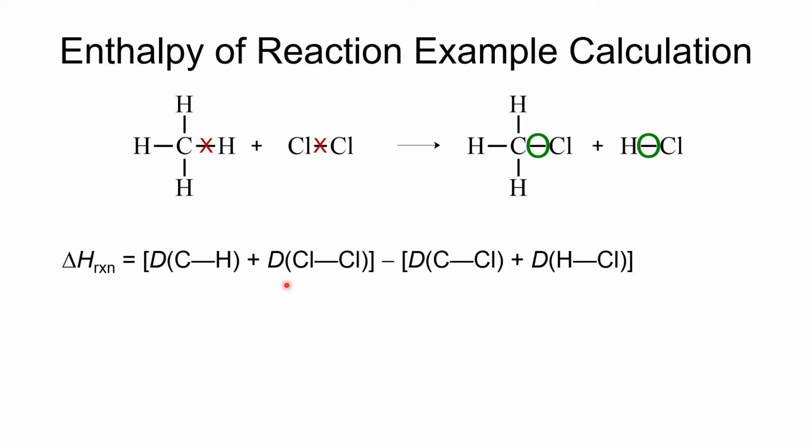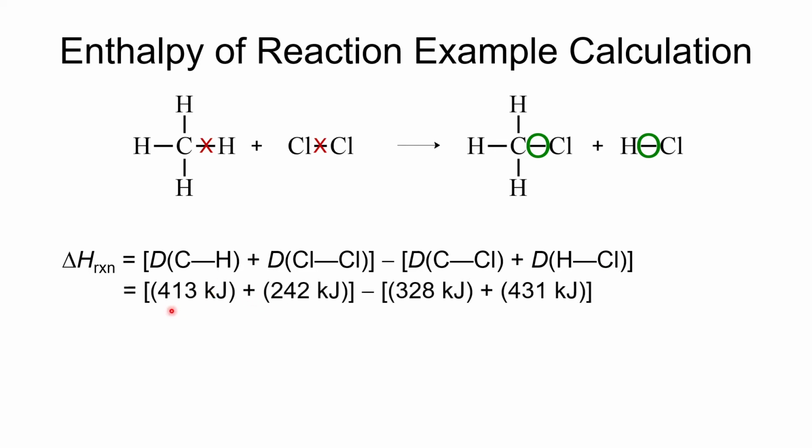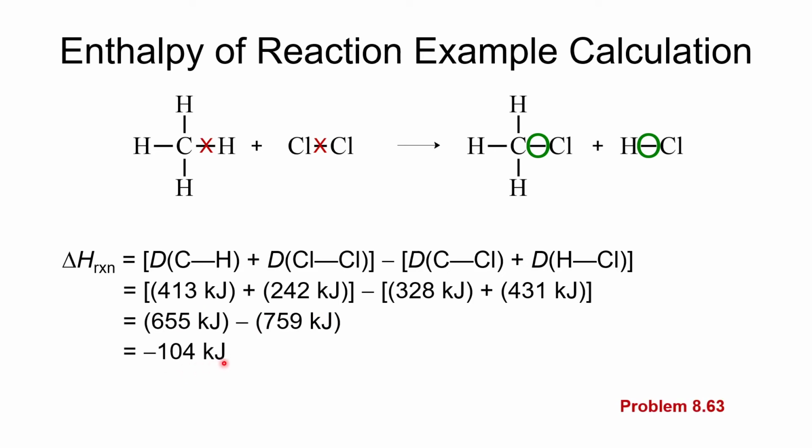All right, and then if we just go to the tables and look up these values, we're going to get 413 for the carbon-hydrogen, 242 for the chlorine-chlorine. We just saw that one a little bit ago. The carbon-chlorine, 328. And the hydrogen-chlorine, 431. And then finally, we get the subtotal, and we get negative 104.